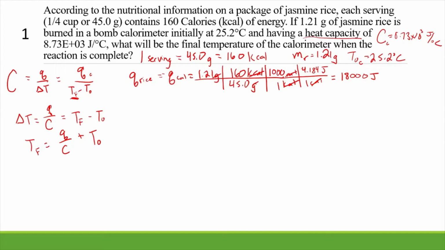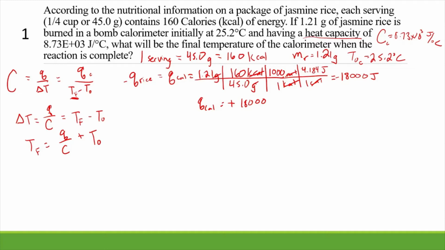So the other thing we can say is Q rice is equal to negative Q cal, or Q cal is equal to negative Q rice. So we could say that the Q of the rice, that it's 18,000 joules lost. So then the heat of the calorimeter is equal to 18,000 joules gained, or positive 18,000. It really doesn't matter overall, but we just want to make sure that we are being careful with our signs. And since we are focusing on the calorimeter increasing in temperature, it makes sense that it's going to have an increase in heat, and so that has a positive Q.